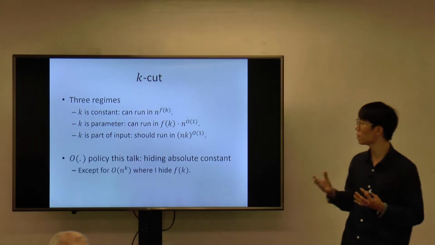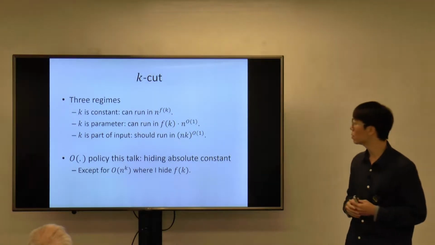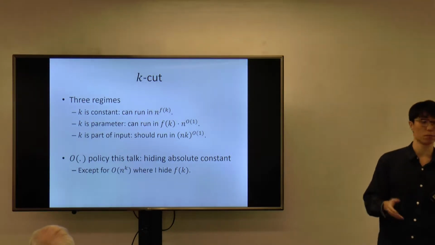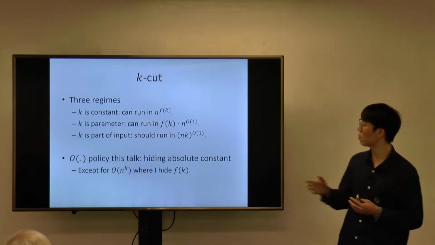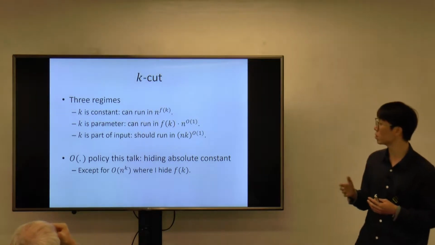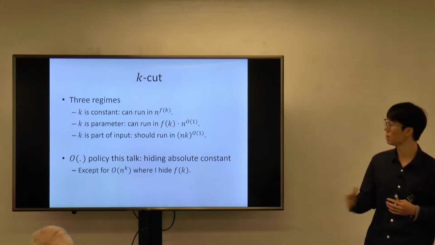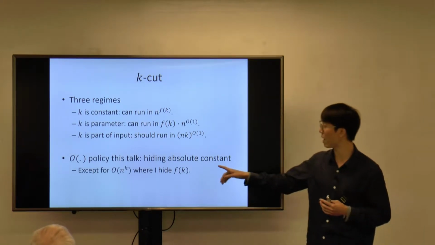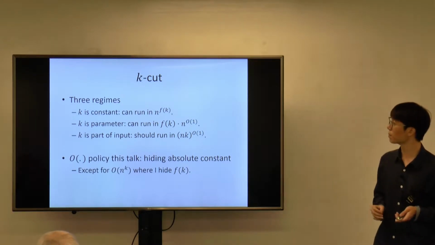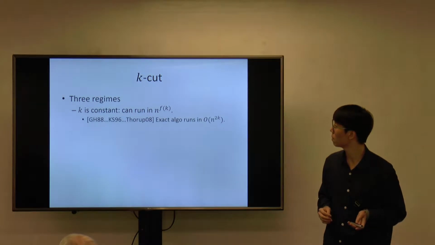Something about the big O policy in this talk: because there are 2 parameters, n and k, we'll try to only hide absolute constants in big O. Except for several cases when we already have n to the k, we are going to assume that k is a somewhat big constant, but still a constant, so n is much larger than k. So often I'm going to hide f of k inside a big O. That's going to be the policy. So what did we know about this problem?